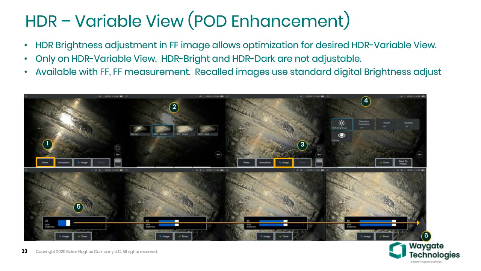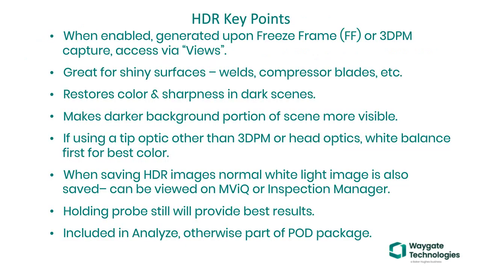Let's take a look at the key points for high dynamic range imaging. First of all, you can access HDR from the Views menu on the Mentor Visual IQ for frozen or 3D PM captured images. HDR works great on shiny surfaces. It restores color and sharpness in dark scenes and can make darker background scenes brighter.